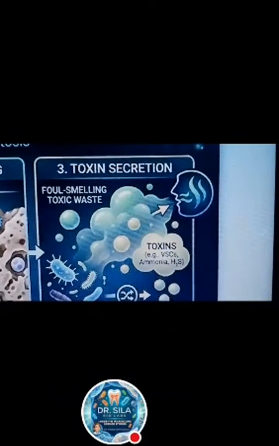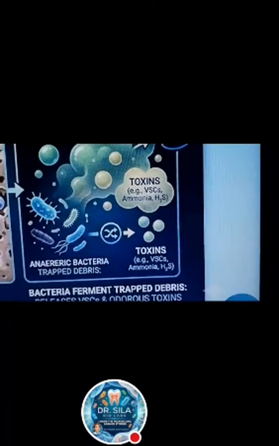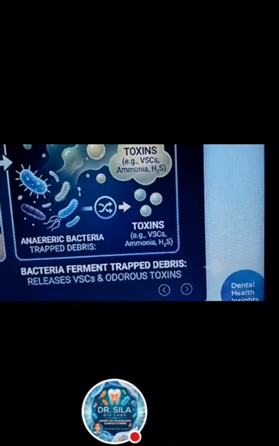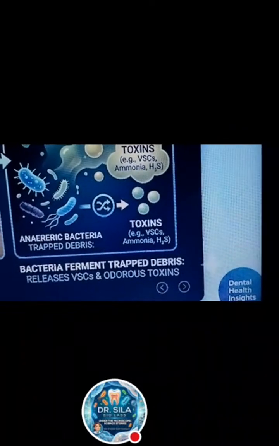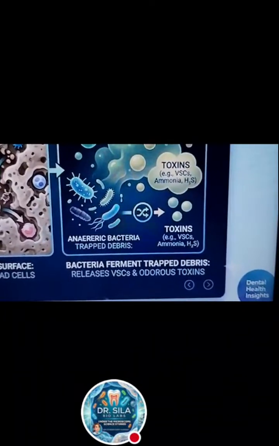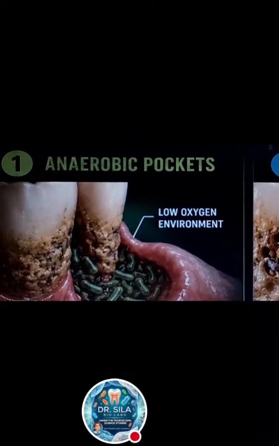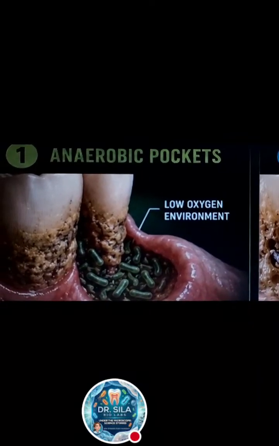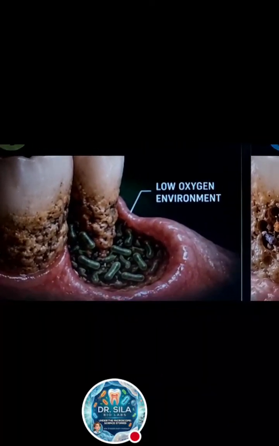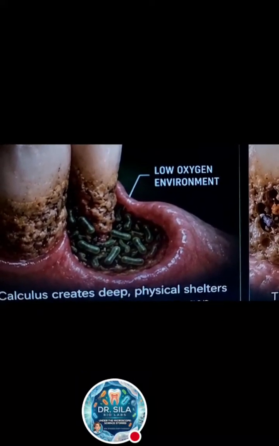Then toxin secretion, which is the foul smell that comes from your mouth. Toxic waste: anaerobic bacteria ferment the trapped debris and release toxins. That leads to bad breath. Low oxygen environment, anaerobic pockets: calculus creates deep physical shelters under the gum line. Because oxygen cannot easily reach there, it creates a perfect breeding ground for highly destructive oxygen-hating anaerobic bacteria.